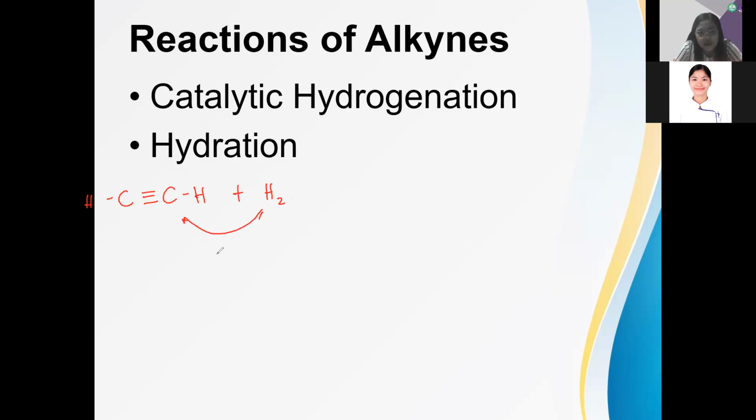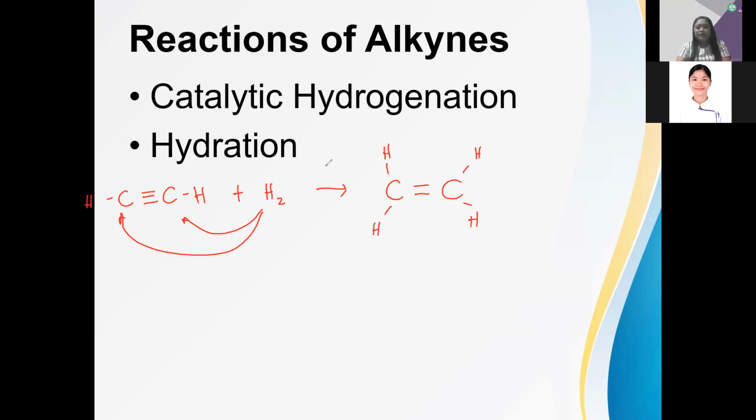I-distribute mo pa rin itong dalawang hydrogen involved doon sa carbon involved in the triple bonding. And this will result to an alkene. Again, this will result into an alkene. So, since na-distribute siya, double bond na lang ito, and magkakaroon ka ng dalawang hydrogen for each carbon. So, again, the product of catalytic hydrogenation of our alkyne is an alkene.